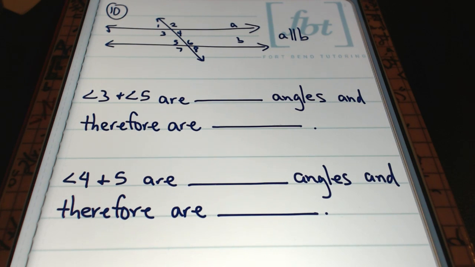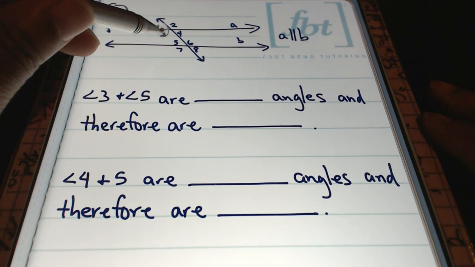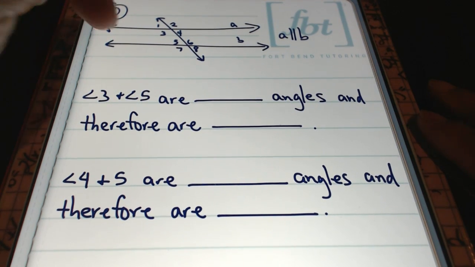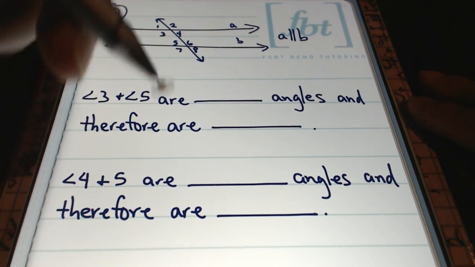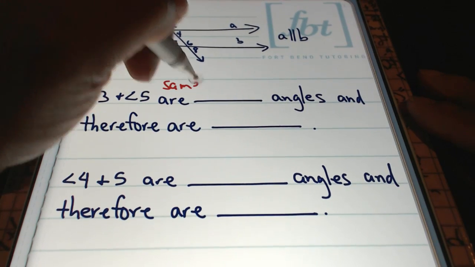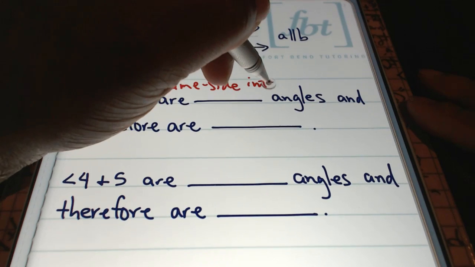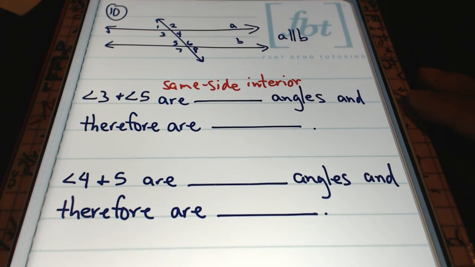Let's go ahead and talk about it. For one, they want us to point out what type of angles we're dealing with when we are looking at angle 3 and angle 5. Well, with angle 3 and angle 5, guys, these are called same side interior angles. So the answer to this one, let's put it in red, is same side interior angles. That's what belongs in that first blank.